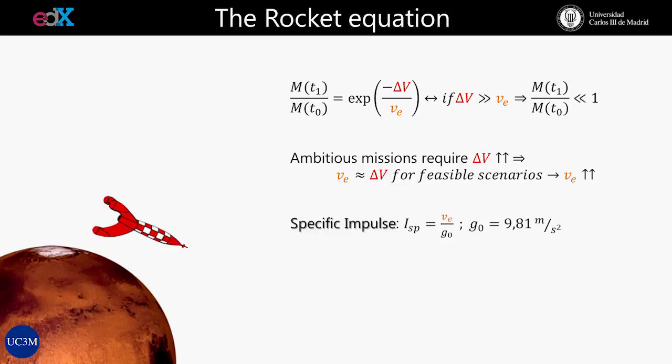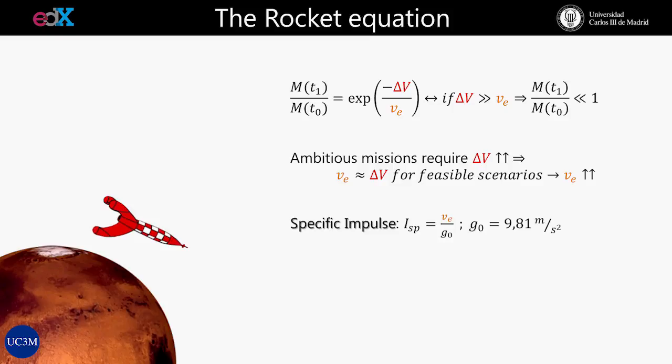Different rocket technologies have different values of VE. In fact, the exhaust velocity is one of the main figures of merit of the rocket. It is so commonly used in the aerospace world that we even have a fancy name for it, the specific impulse. The specific impulse of a rocket is nothing else than its exhaust velocity VE divided over a constant, g0, the gravity acceleration at sea level. The ISP has therefore units of seconds instead of meters per second.